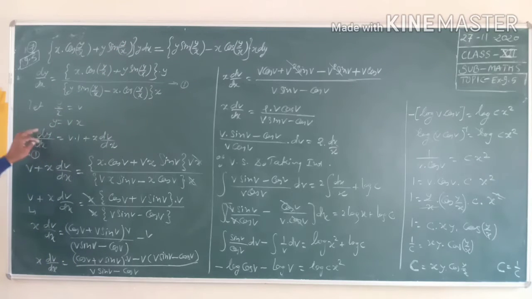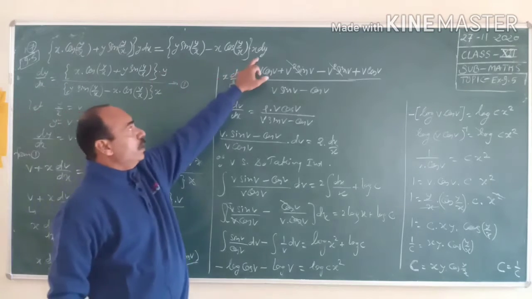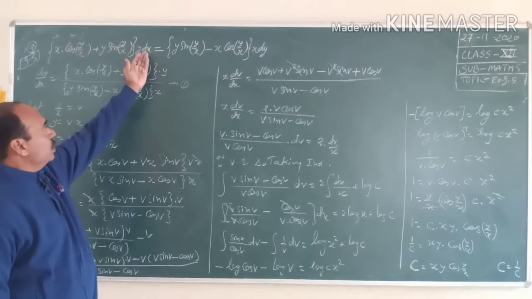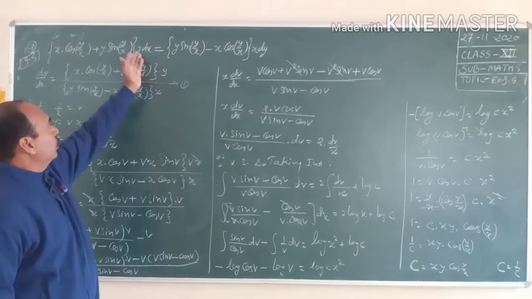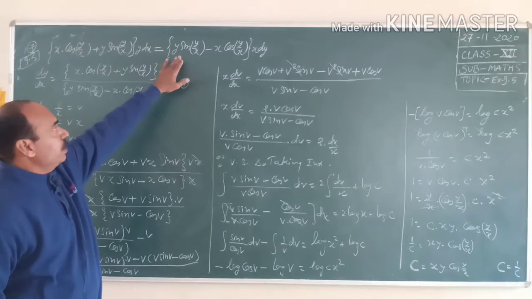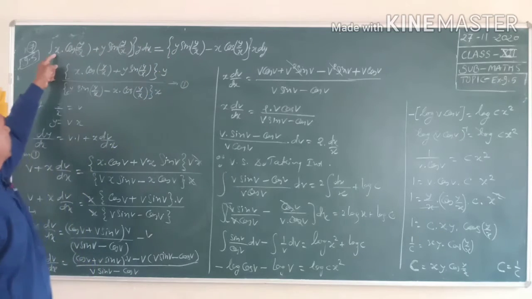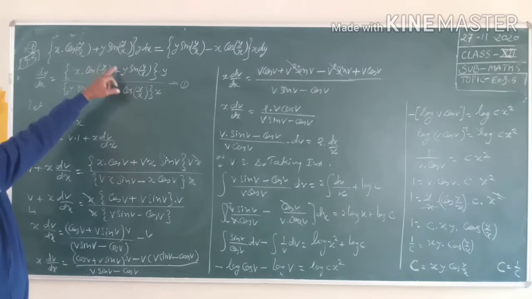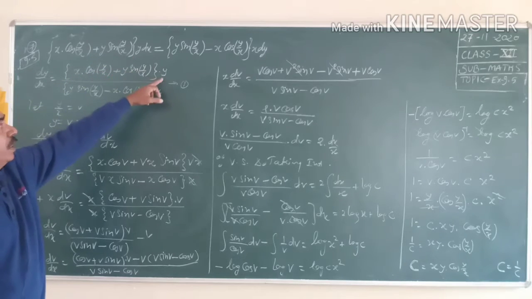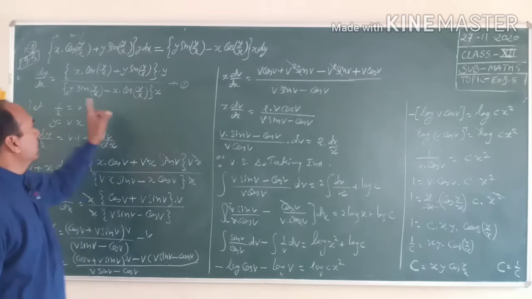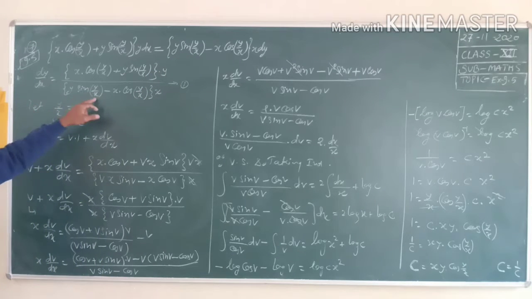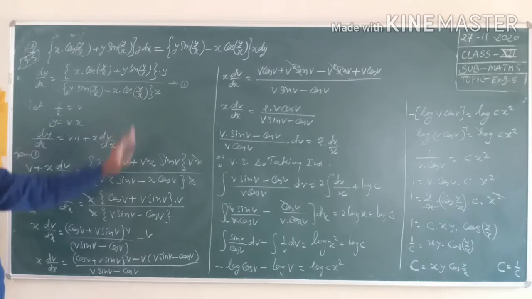So y = vx, and when differentiated with respect to x, we get dy/dx = v + x dv/dx. So first find the value of dy/dx. Here dy is on one side and dx on the other, so this dx transfers to the right side. The numerator stays as it is, divided by the bracket: dy/dx = [x cos(y/x) + y sin(y/x)] y divided by [y sin(y/x) − x cos(y/x)] x.